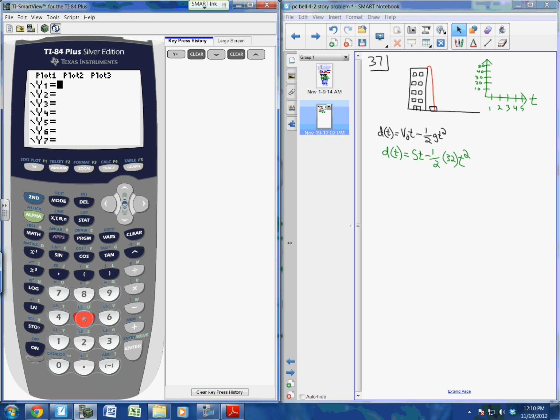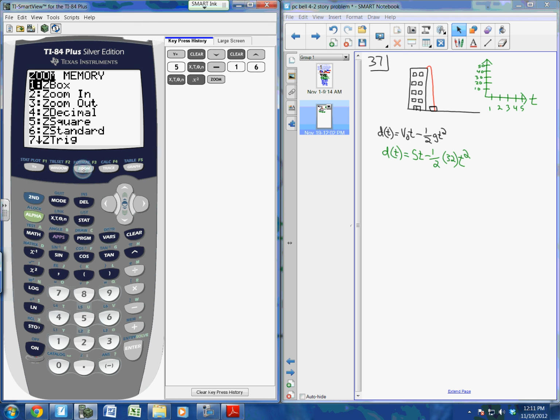Okay, 5x minus, by the way, what's 1/2 of 32? 16. So we can just put that in as 16 times x squared, where x represents the time. And we can hit zoom 6, so we all start off with the same window. What's the problem with zoom 6?